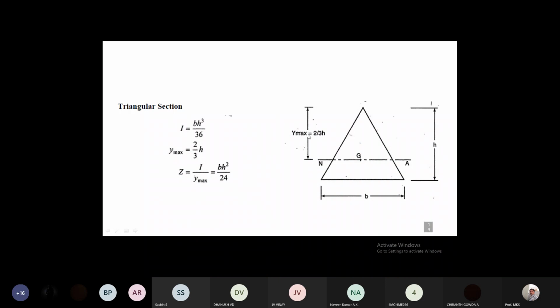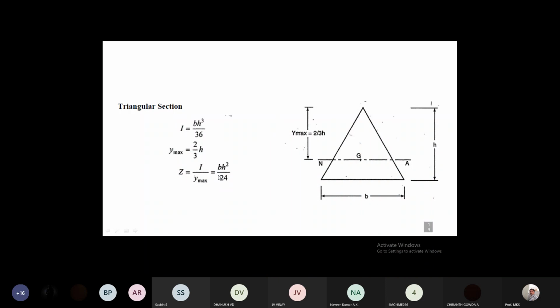So we are going to take y maximum, the maximum distance from the neutral axis to the outer fiber. From here to here, the distance is 2 by 3 h. It is higher when compared to the other end, which is 1 by 3 times h. So we are going to consider the maximum. For a triangle, the moment of inertia is b h cube by 36. So Z will be b h square by 24 for a triangular section. So note down for all the three.